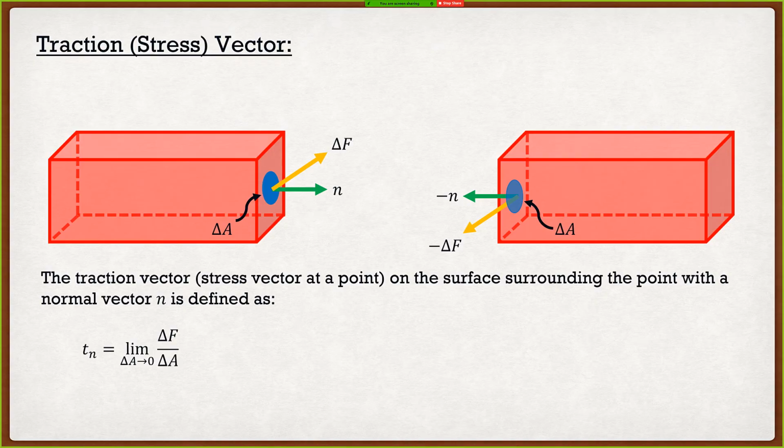If we look at these two figures above, we can impose Newton's law of motion, which basically says that the traction vector on the left-hand side is going to be equal to the traction vector on the right-hand side, just opposite in direction. So nothing too crazy here.